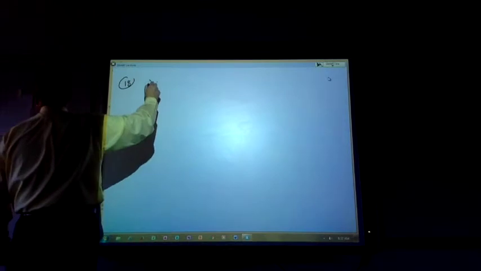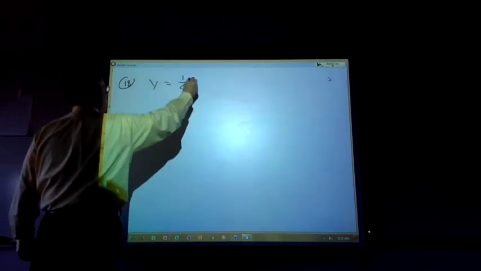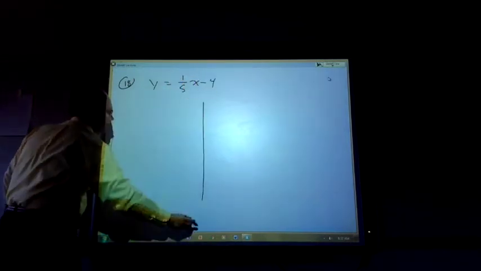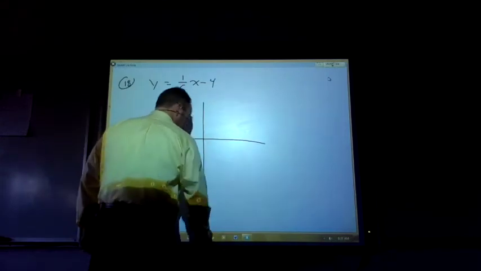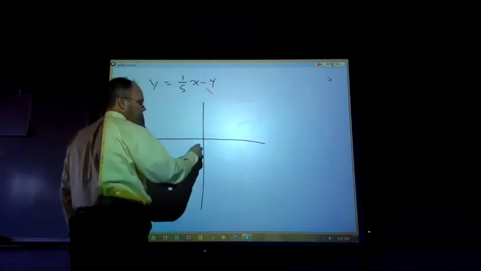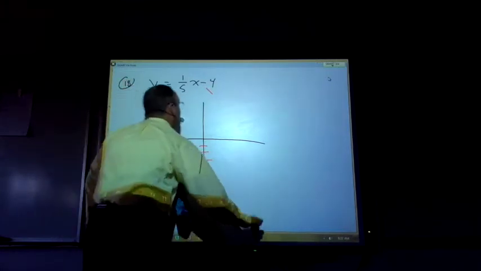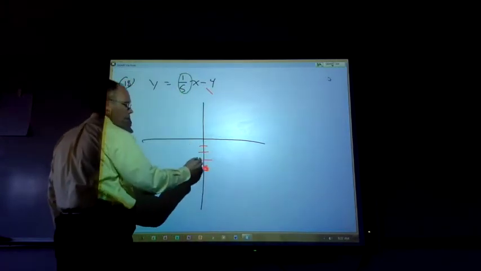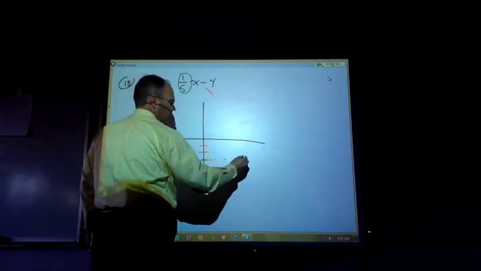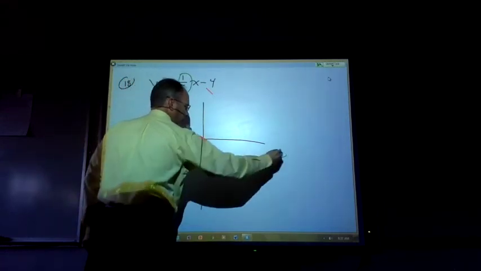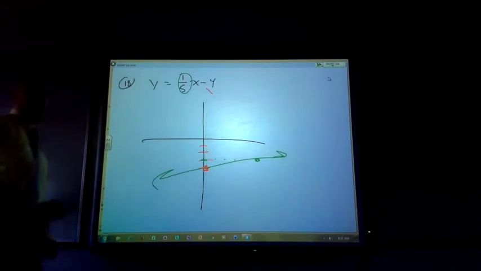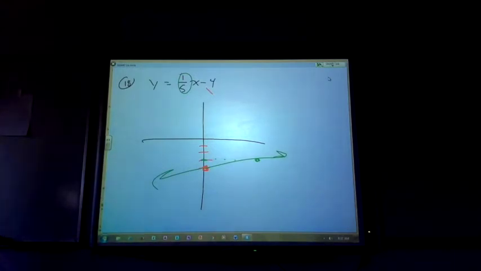Number 18. y equals 1/5 x minus 4. This is set up in slope-intercept form. So I'm going to plot -4 first. Dot. Still with me? From there, I'm going to use that slope. I'm going to go up 1 and over 5. Dot. Try and draw your line as straight as possible with arrows at each end.